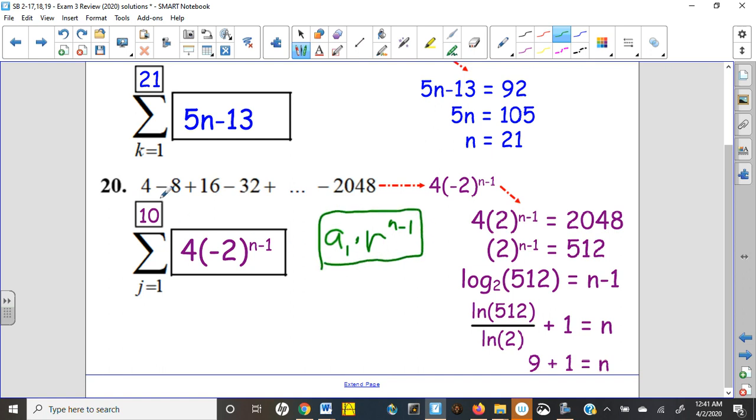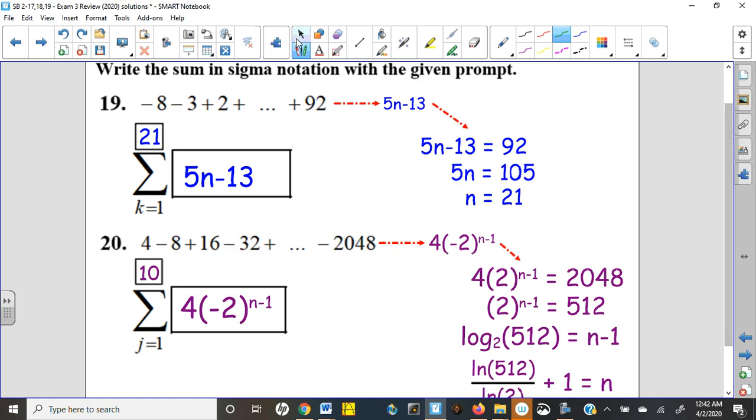So the first term is just a 4. And the common ratio we already said: to get from 4 to negative 8, I had to multiply by negative 2. To get from negative 8 to positive 16, I had to multiply by negative 2. The common ratio is negative 2. And that's where this formula comes from. Getting this formula is half the battle. We now have our formula, and that's a big step to being able to solve a geometric sequence.